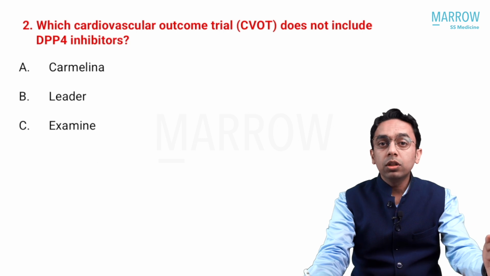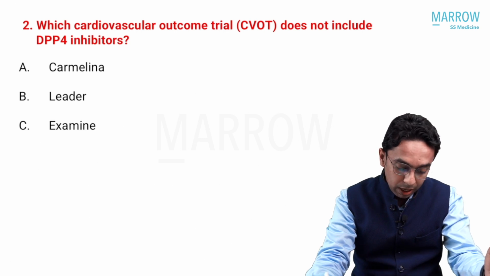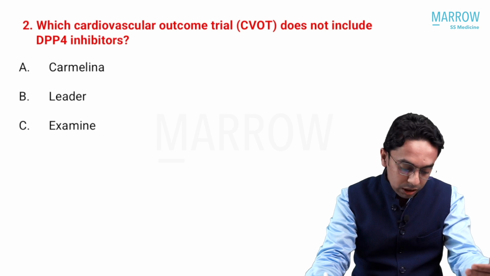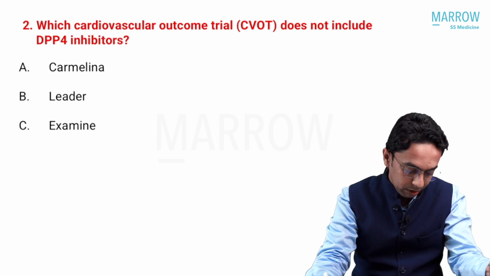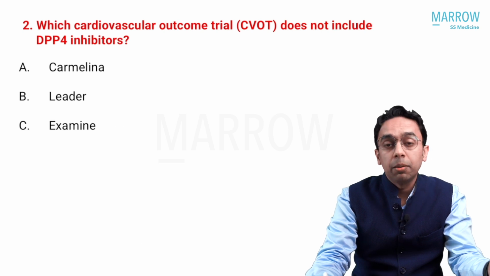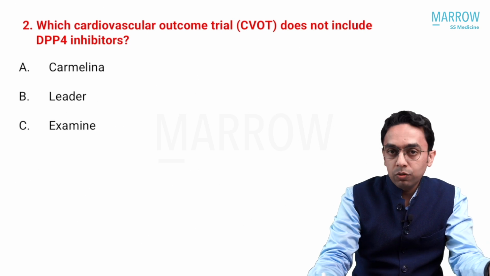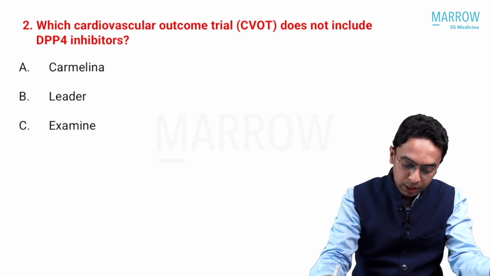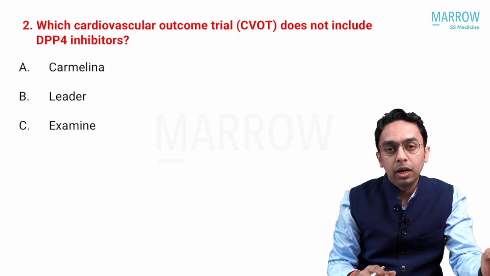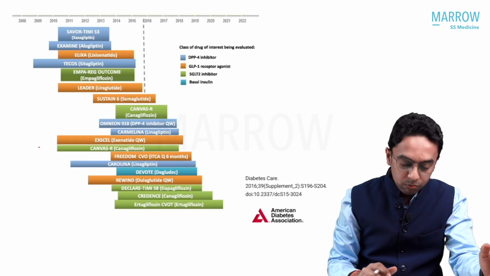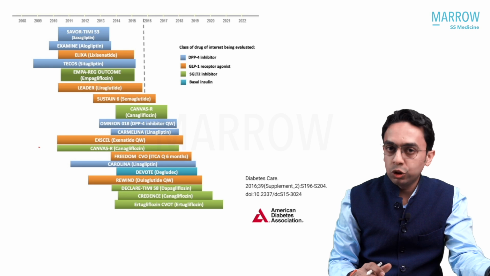Coming to our second question: which of these is not a CVOT trial for DPP4 inhibitors? We have the options here: Carmelina, Leader and Examine. When I was discussing diabetes, question number 42, I told you regarding this, that the trial names at least you should remember. This is just a one-liner factual question.